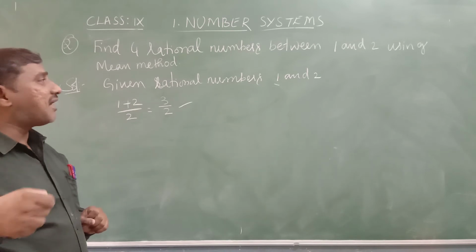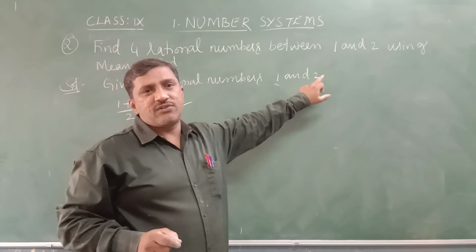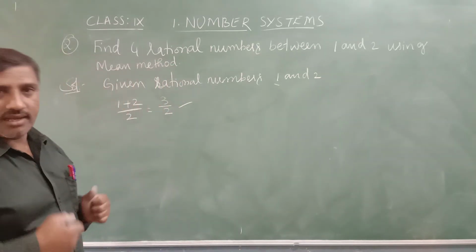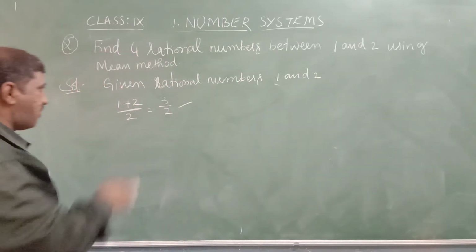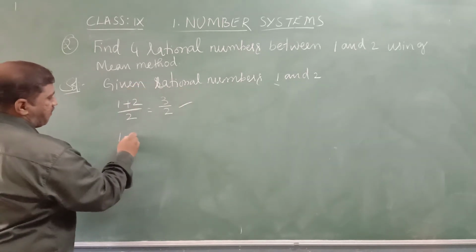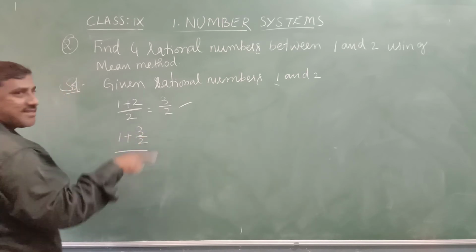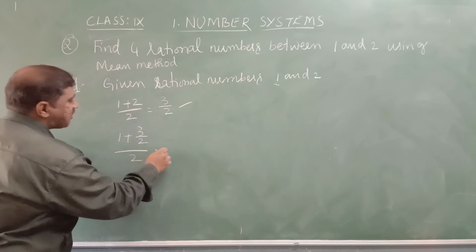You can also use 3/2 and 2. Find the mean of 2 and 3/2 and you can get one more rational number. Now I am using 1 and this rational number. So 1 plus the rational number which we got, 3/2, divided by 2. Now we simplify this.